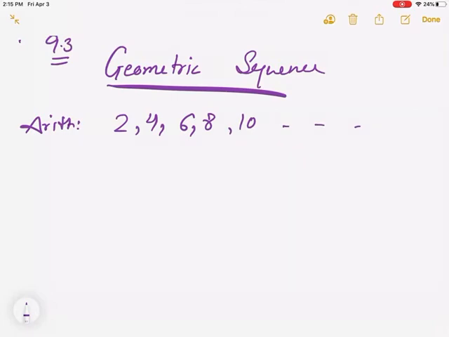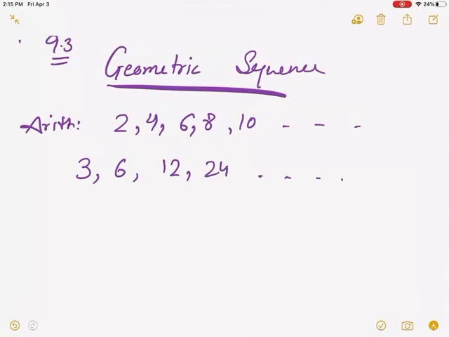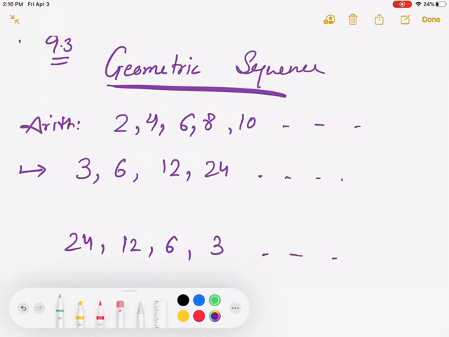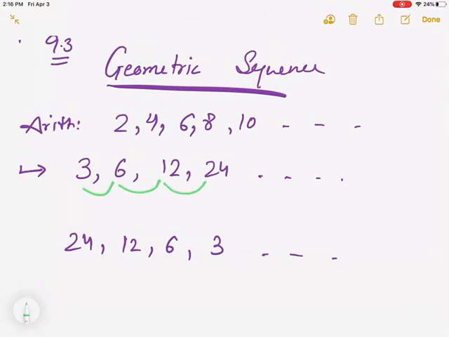But when it becomes geometric, it's going to be something like 3, then 6, then 12, 24, and so on. Or it could be 24, 12, 6, and 3. If I look at my first example and ask you to find the ratio this time, it's going to be 2. So the ratio would be 2.